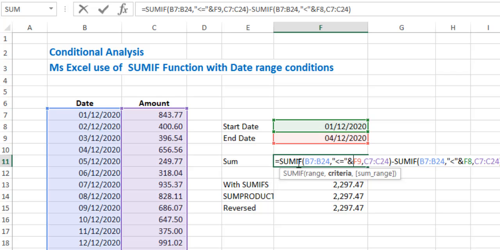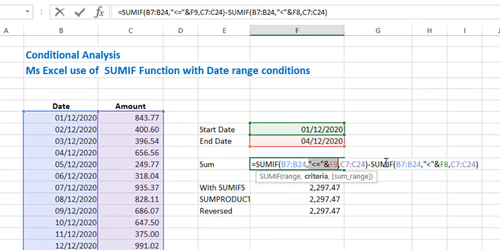The SUMIFS function is used. The blue range B7 colon B24, this range is given this criteria, to see if it is equal to or greater than the value in this F9. The F9 is here, comma C7, comma C24, and this again is the same value.